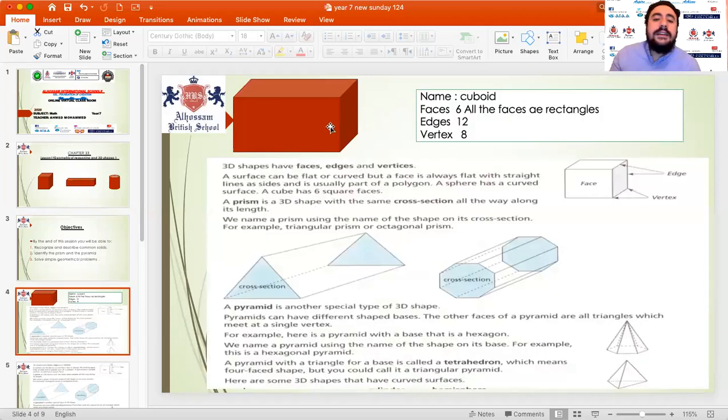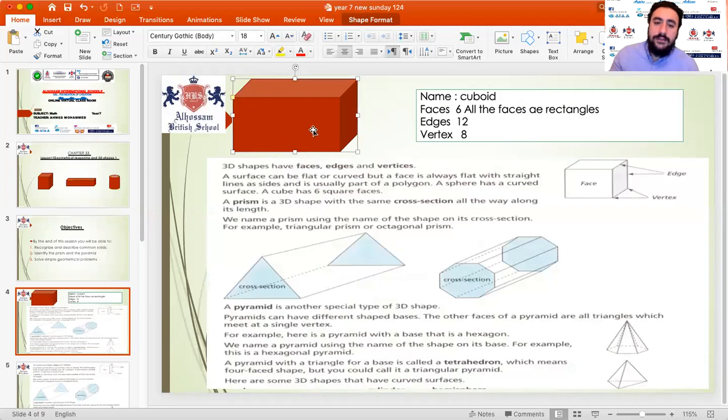The first thing in front of you is a cuboid. A cuboid has 6 faces. All the faces are rectangles.